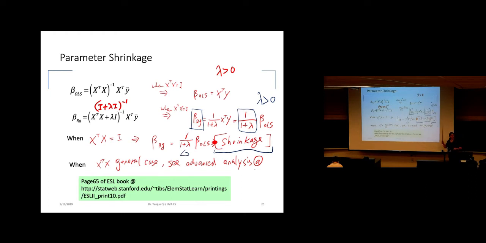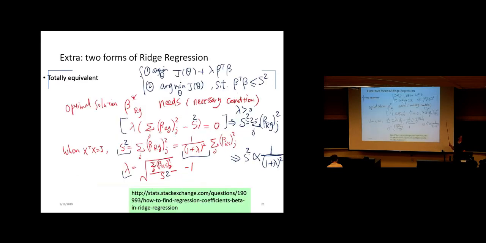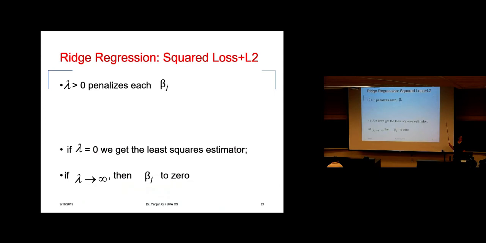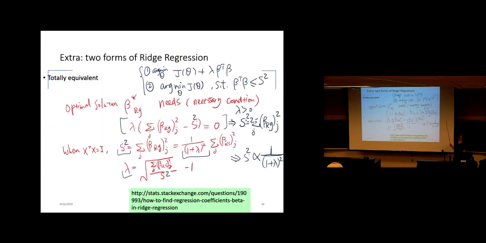Why is the shrunk version better than the normal case? Yes, I think I cover that in a few slides, but keep that question in mind. Why is ridge regression better? We already know it's better in one case: when it's not invertible, this is absolutely solvable. That's already one good reason.